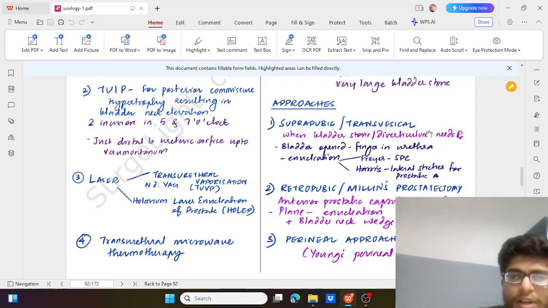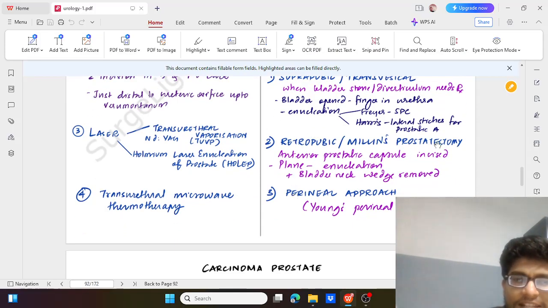When there is a bladder stone or diverticulum that needs treatment together, here the bladder is opened and a finger is inserted up to the urethra. Enucleation is done through Freyer's method, and SPC is done. And in Harris method, lateral stitches for the prostatic artery are done. So by these methods, enucleation of prostate is done. Then retropubic or Millin's prostatectomy, where the anterior prostatic capsule is incised and a plane is created and enucleation is done, and the bladder neck wedge is removed.